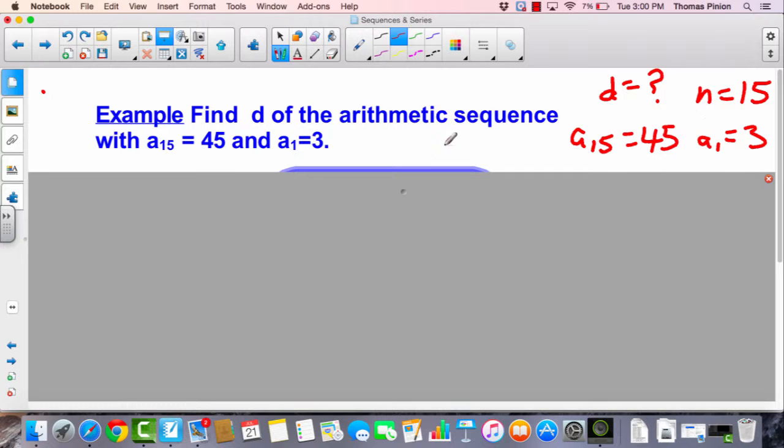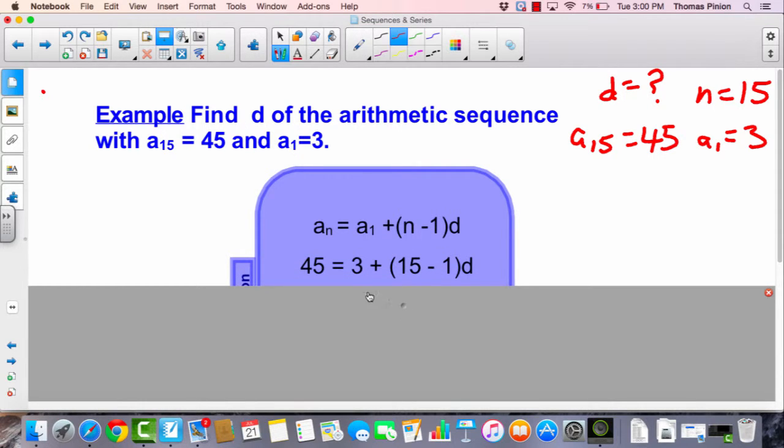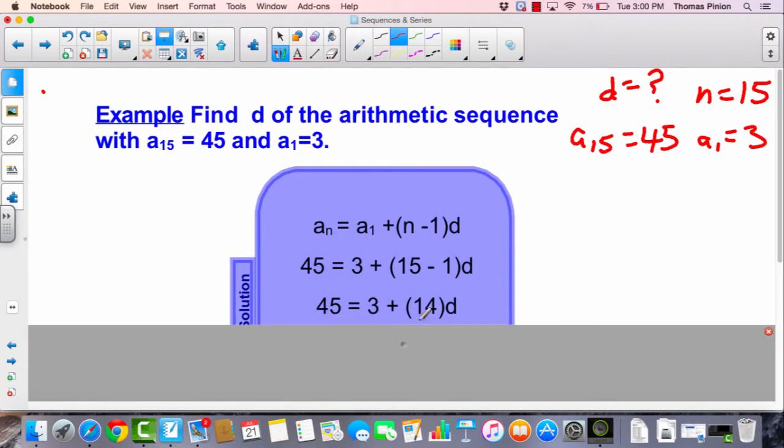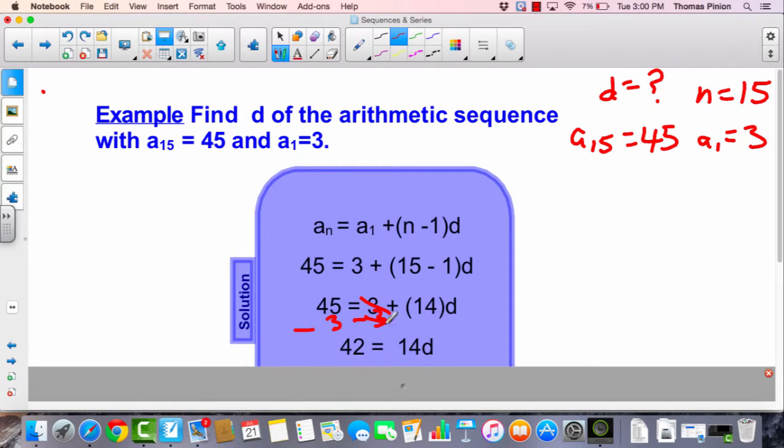Okay. So now let's plug that stuff into our explicit formula. See, it's not really changing much for us. We're going to put in a sub 15, which is 45, equals our first term of 3, plus n, which is 15, because we know a sub 15, minus 1 times d. 15 minus 1 is 14. 14 times d is 14d. Now, what they've done here is they took that 3 and subtracted it from both sides. Now realize they cross out here, left with 14 times d, and 45 minus 3 is 42.